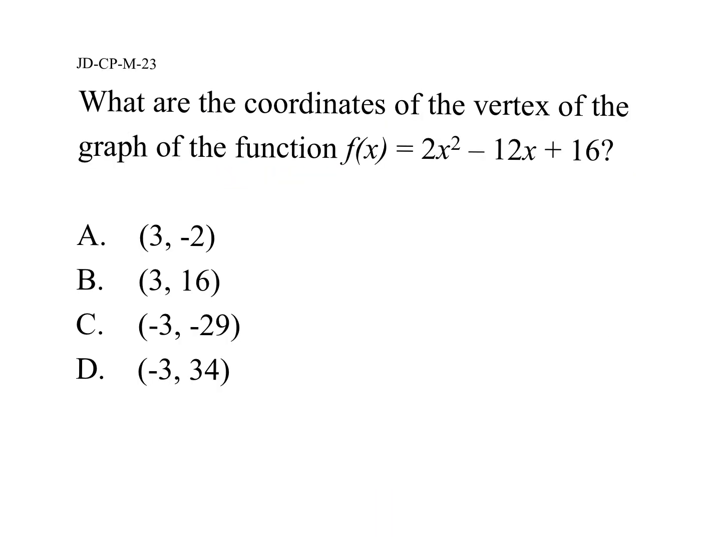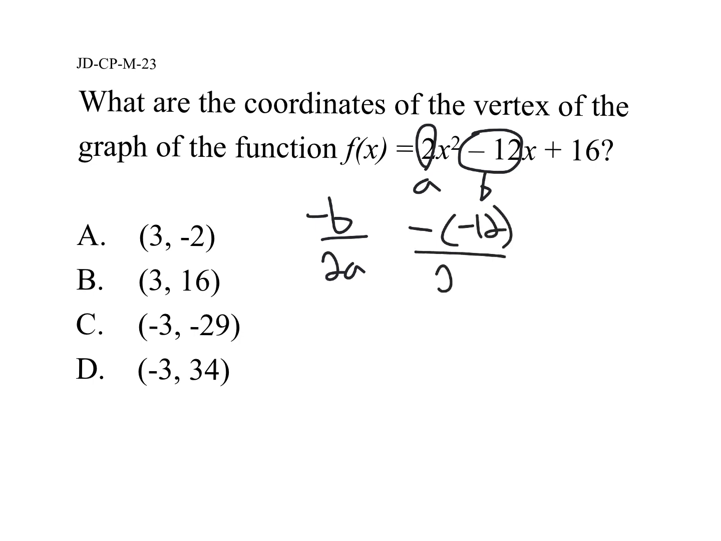23, they're asking for the coordinates of this vertex. So we're going to look for negative b over 2a. b is negative 12, a is 2. So negative of negative 12 over 2 times 2. That would be 12 over 4, which is 3. So it's 3 something. So it's either a or b.